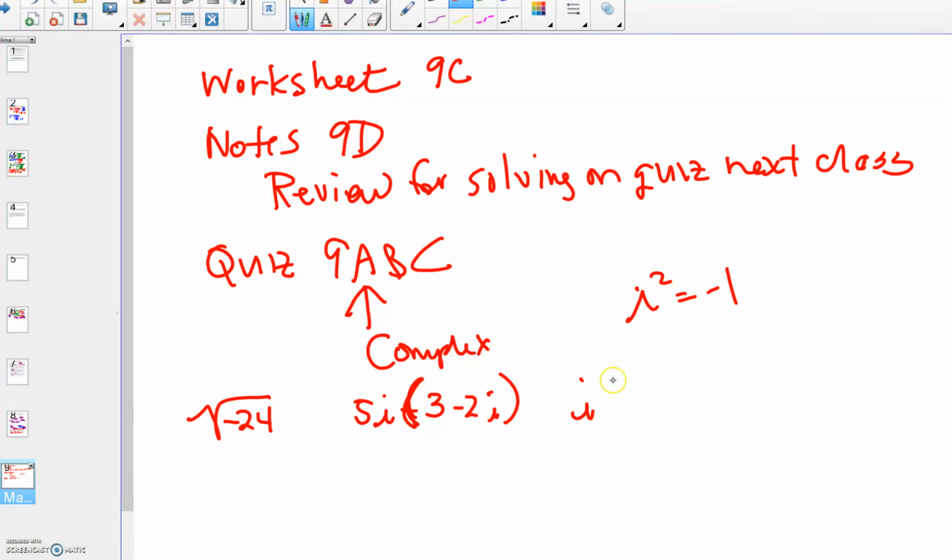What is i to the 11th power? How do you find that? So you need to make sure that you do a quick review of complex numbers as well as what is at the top of the 9D notes.